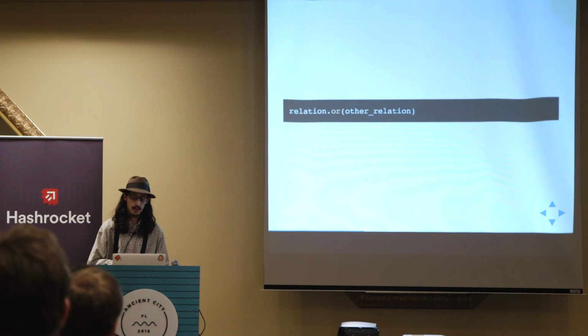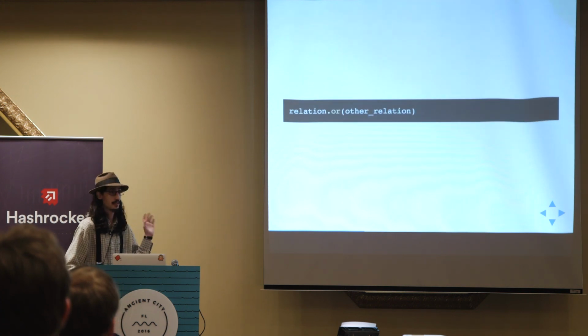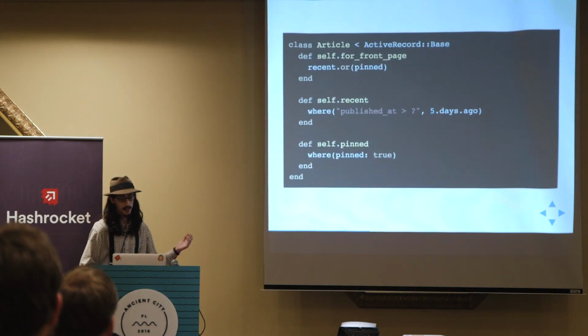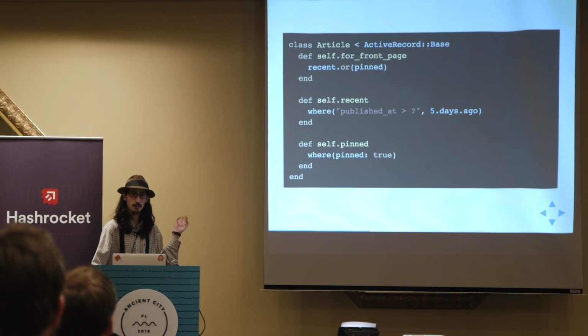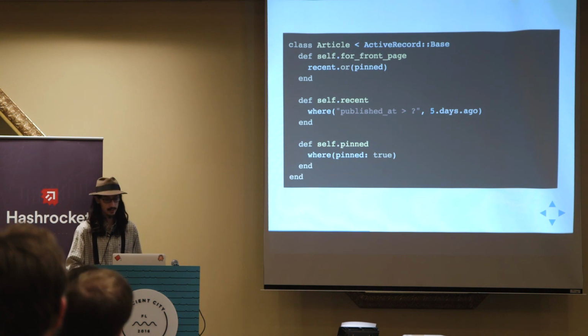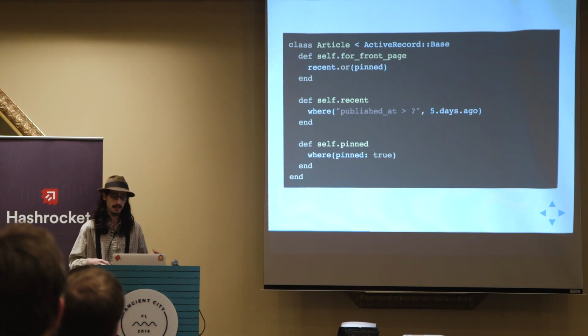So this is what we ended up landing on. It's a method on relation, and it takes another relation as an argument. This is what it might look like. Here we've got a new named scope. We're calling it for_front_page. We're going to get the recent articles or articles that have been pinned. And each of those has an individual named scope that is being reused in the for_front_page method.